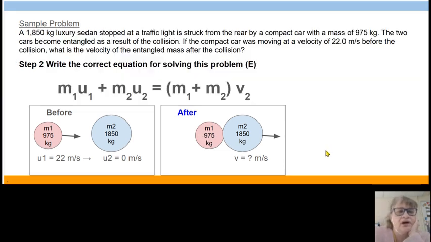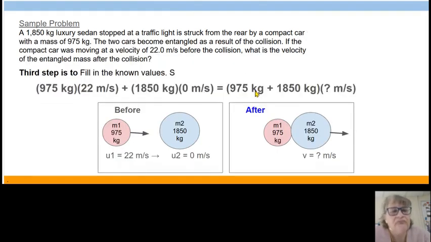All right. So again, step 2, write the correct equation for solving the problem. Don't skip this step. It's really important, because if you skip this step, you could accidentally put the numbers in for a different equation. So at least here you have something to follow. So m1u1 plus m2u2 equals (m1 plus m2) times v. Then I'm going to fill in my knowns.